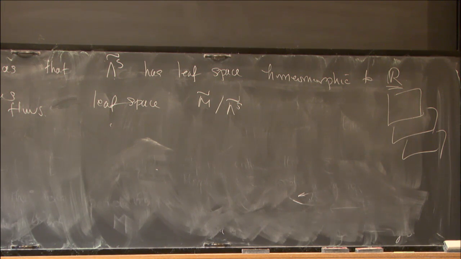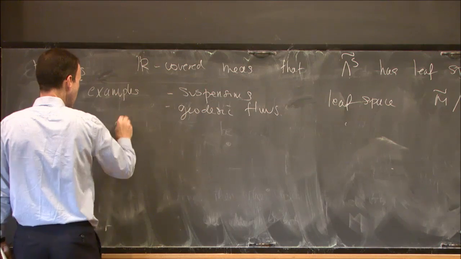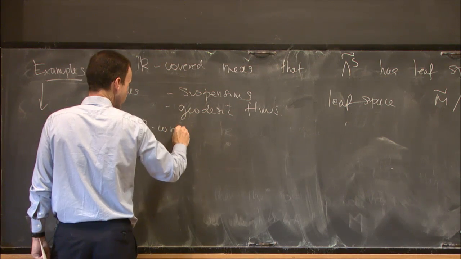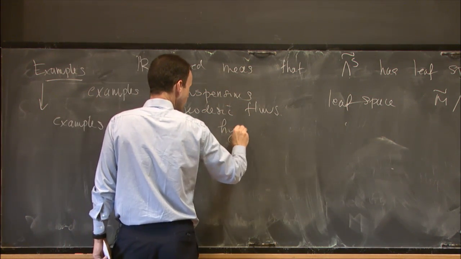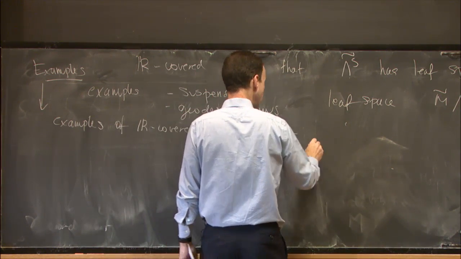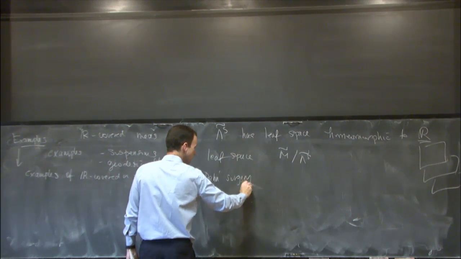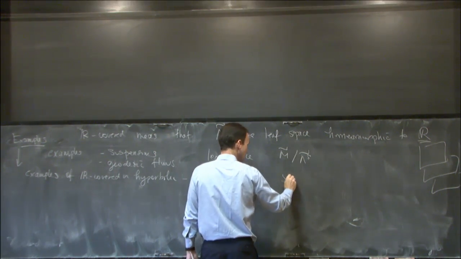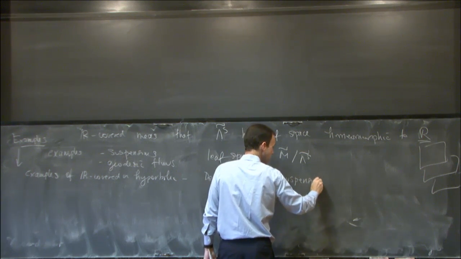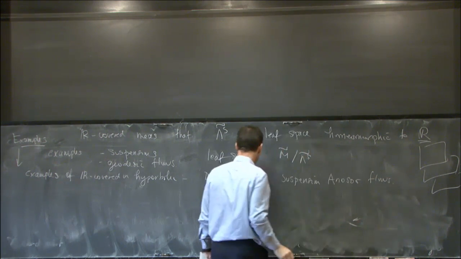So examples. Right. So it's sort of easy to get this example. They are not hyperbolic here. So examples of R-covered in hyperbolic 3-manifolds. They are obtained by Dehn surgery on suspension Anosov flows. You can get a lot of those.